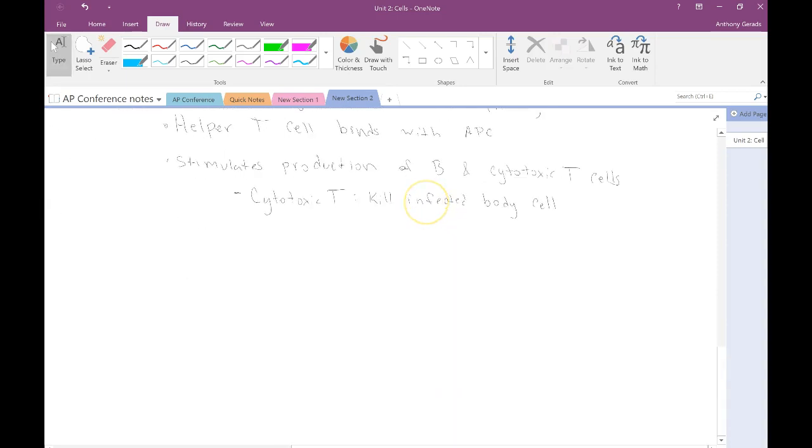Then I've got one last type of immunity. You remember what that other one's called? Humoral. Humoral immunity. So in this one, helper T cell didn't bind directly to that antigen. Remember, antigen-presenting cell had to do this. In this one, B cells bind to antigen.